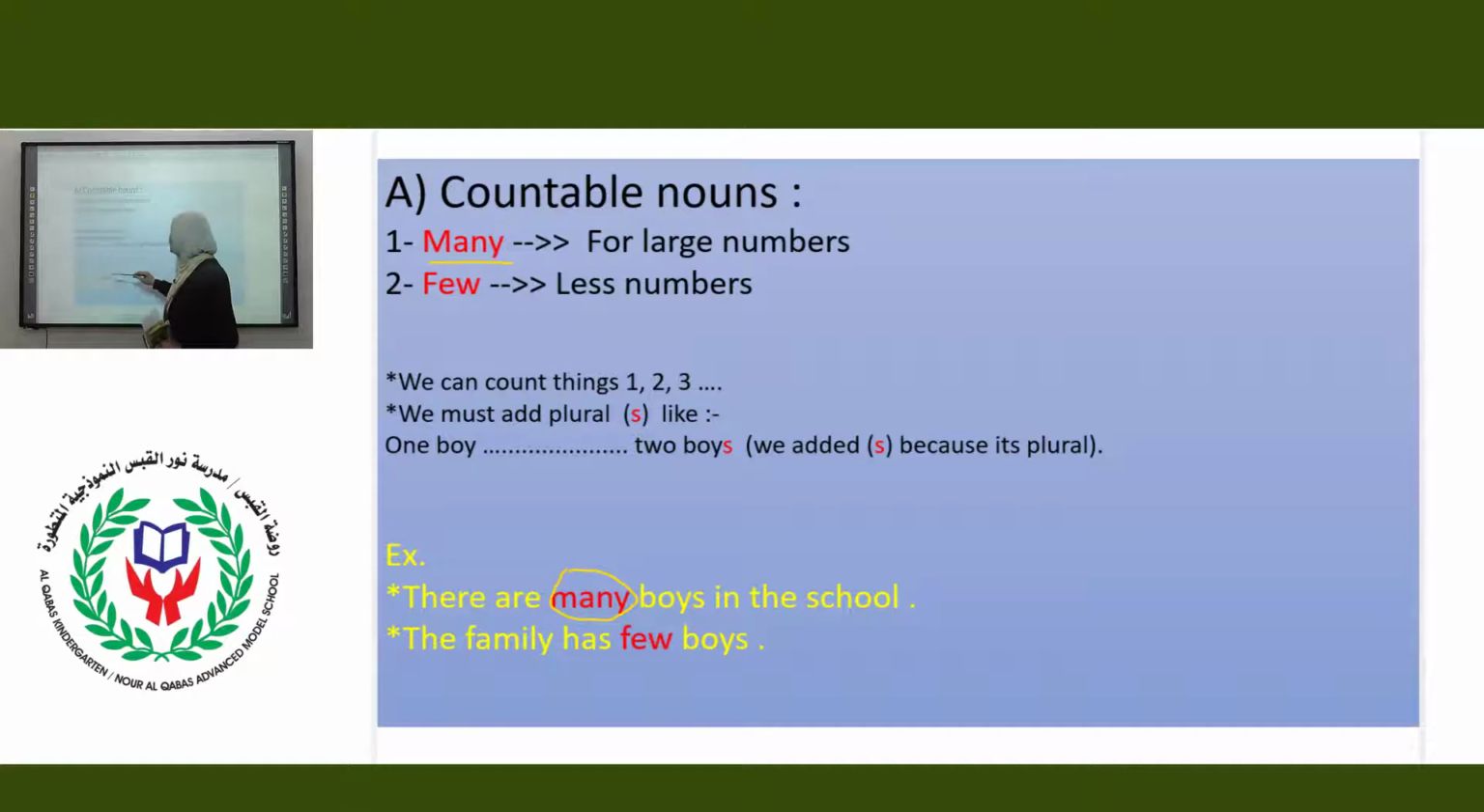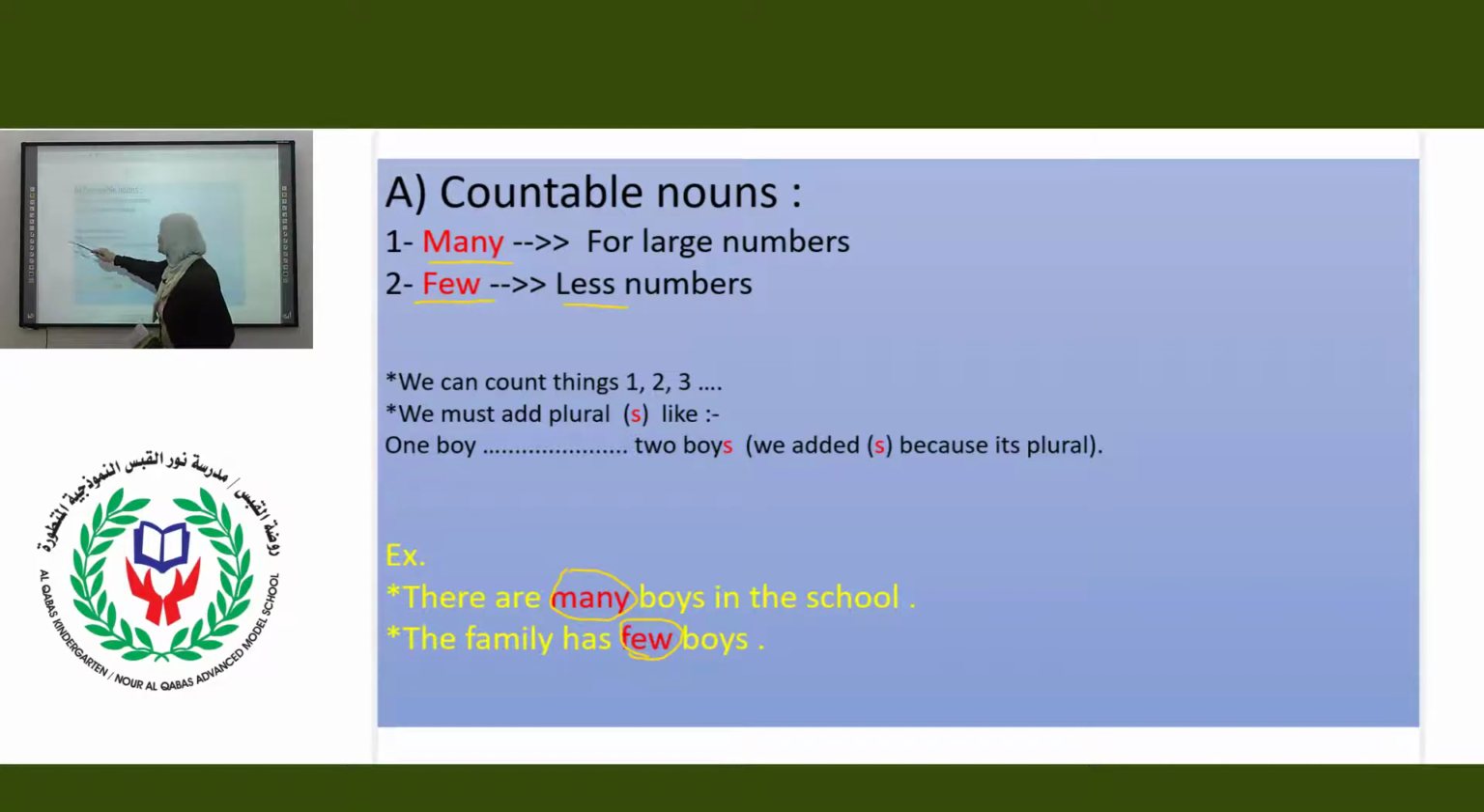If we have a smaller number, we use few. Like this example: the family has few boys. Few boys. So the family has maybe 2, 3, 4, 5 boys. This is a smaller number, so we can use few. For countable nouns, we use many and few. Many for a large number, few for a smaller number.